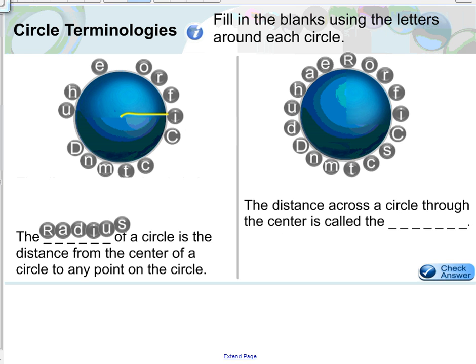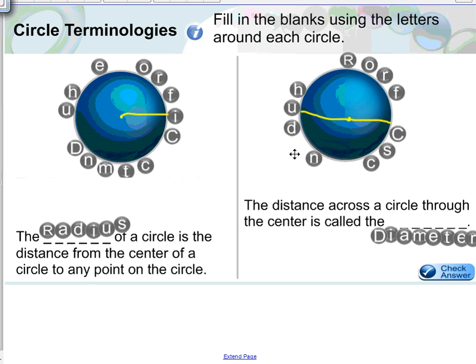All right? The distance across the circle through the center, and I'm sorry for my bad drawing, we'll just say that that's the center for now, is called a diameter. All right, so it's called the diameter.